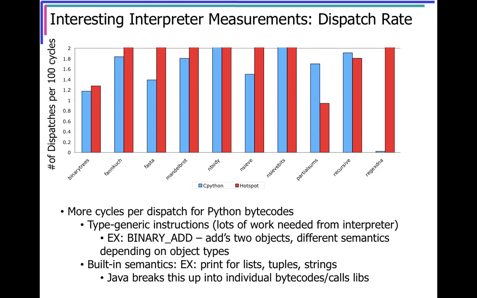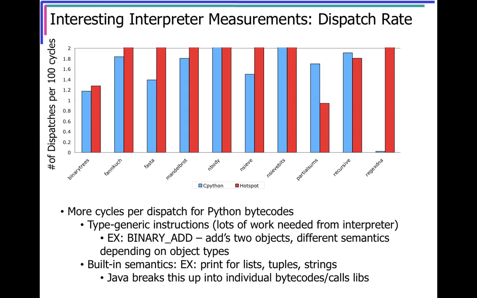Another way of looking at this is with dispatch rate. What you see here in the bars is the number of dispatches for every 100 cycles. So if you can do more dispatches, that is more work in the same amount of time, you're running faster. So I show you blue. The first bar, the bar on the left, blue, is Python, and the one on the right is Java. And again, these are both interpreters. And what you see here is that there's more cycles per dispatch for Java bytecodes because we have to go in and figure out what the types are of the operands. And this just takes time.